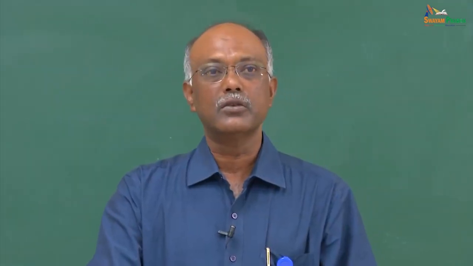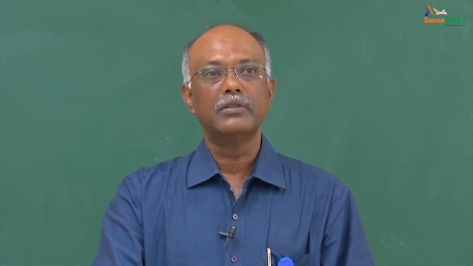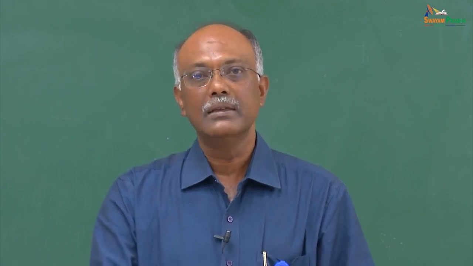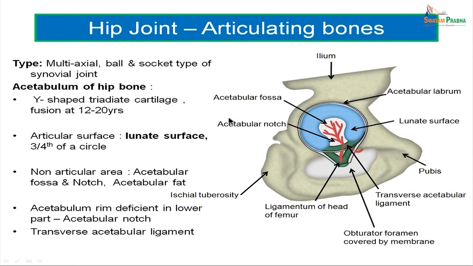So as we just saw on the articulating bones, the acetabulum of the hip bone is formed by contributions from all three bones, namely the pubis, the ilium, and the ischium. There is a Y-shaped triradiate cartilage which joins all three bones in the acetabulum, and that cartilage fuses by around 12 to 20 years of age. The articular surface is formed by the lunate surface, which forms 3/4 of a circle. The non-articular area is the acetabular fossa and the acetabular notch.